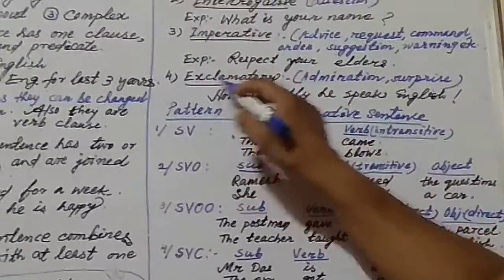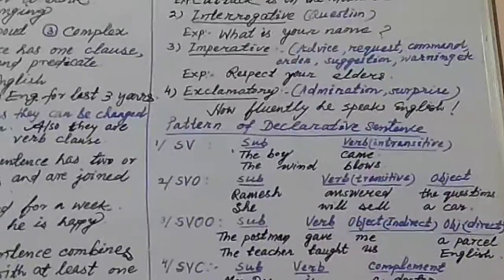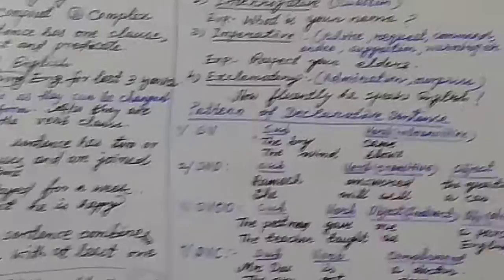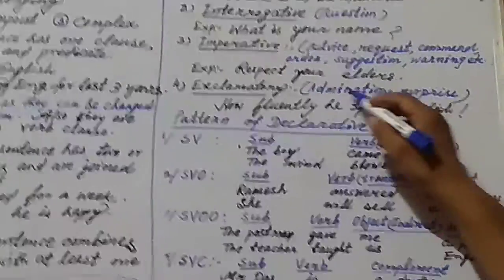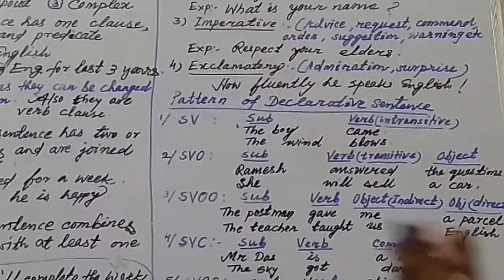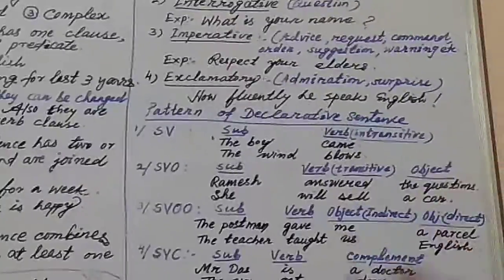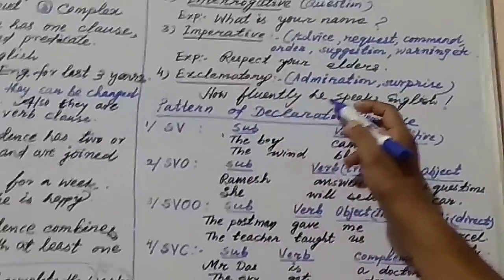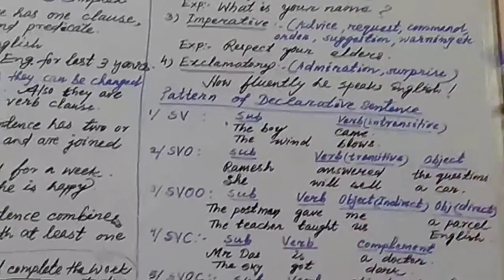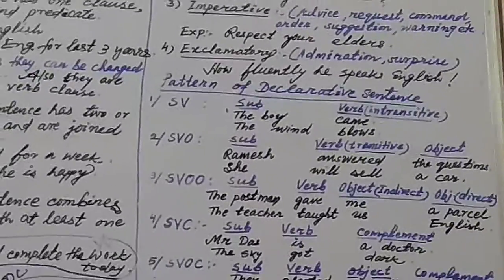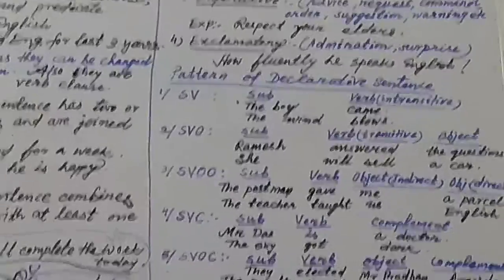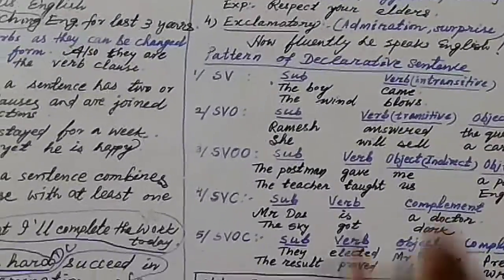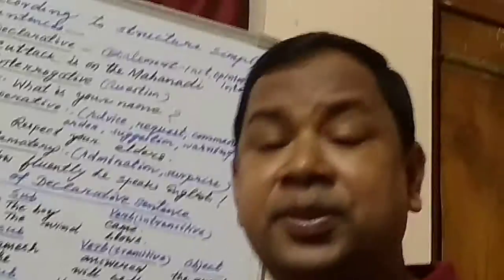Okay. And fourth one is exclamatory sentence. Exclamatory sentence is the sentence which expresses admiration or surprise. If there is an admiration or there is a surprise, we express it by exclamatory sentence. For example, how fluently he speaks English. It is an exclamatory sentence. What a beautiful scenery. It is exclamatory sentence.